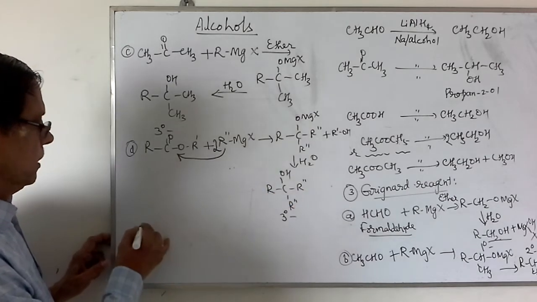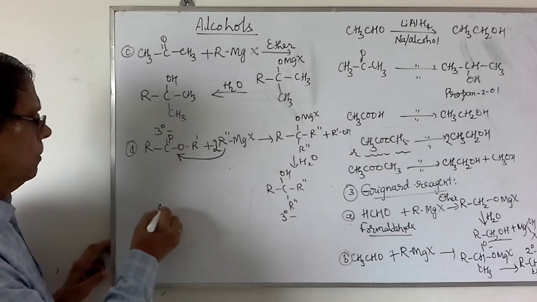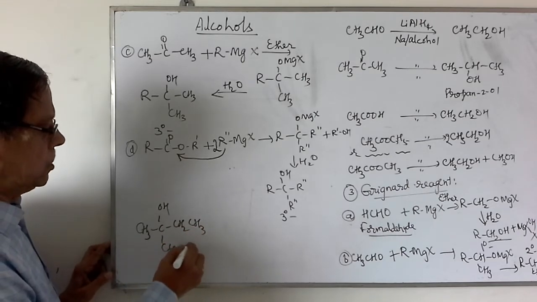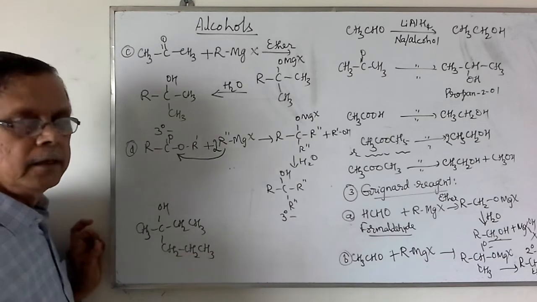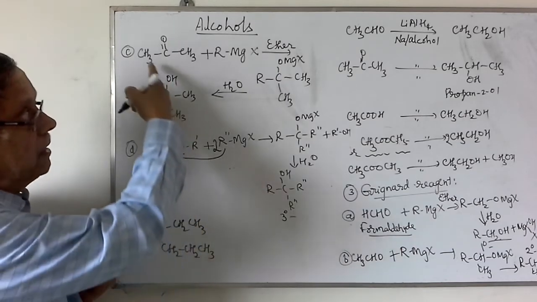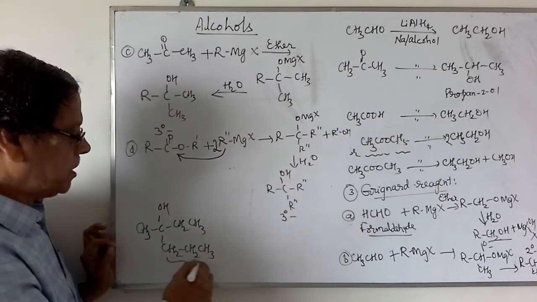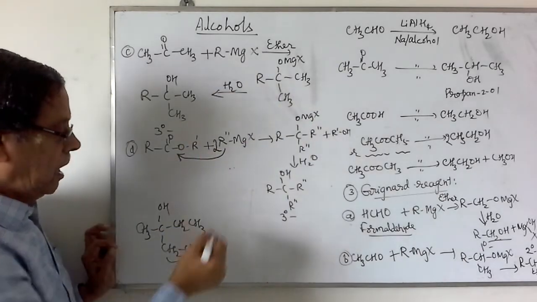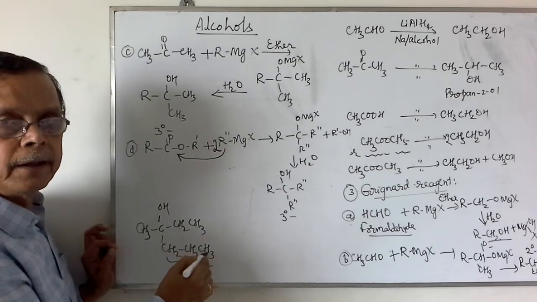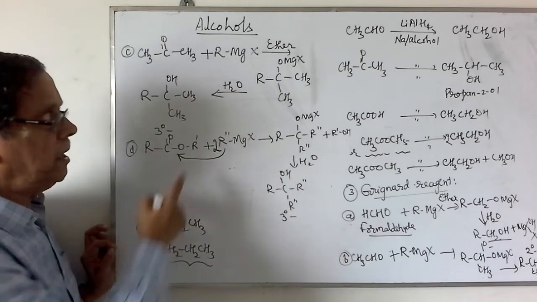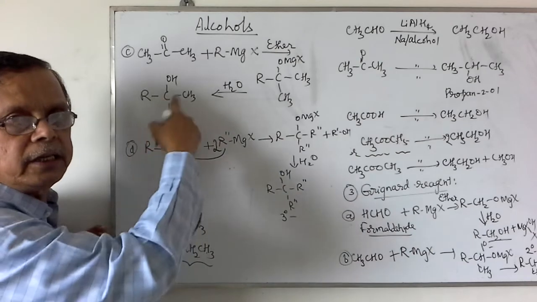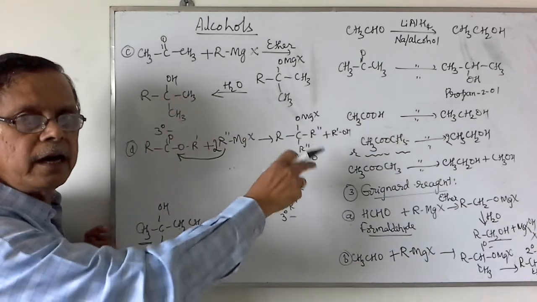Suppose I want CH3, COH, CH2, CH3, CH2, CH2, CH3. You can start from CH3, CO, CH2, CH3 as the starting ketone. Then the remaining alkyl group must be present in the form of Grignard reagent. Or you can select CH3, CH2, C double bond O, CH2, CH2, CH3 as the ketone. Then CH3MgBr should be used as the Grignard reagent. So depending on the requirement, we can select either a ketone or any other aldehyde or formaldehyde.